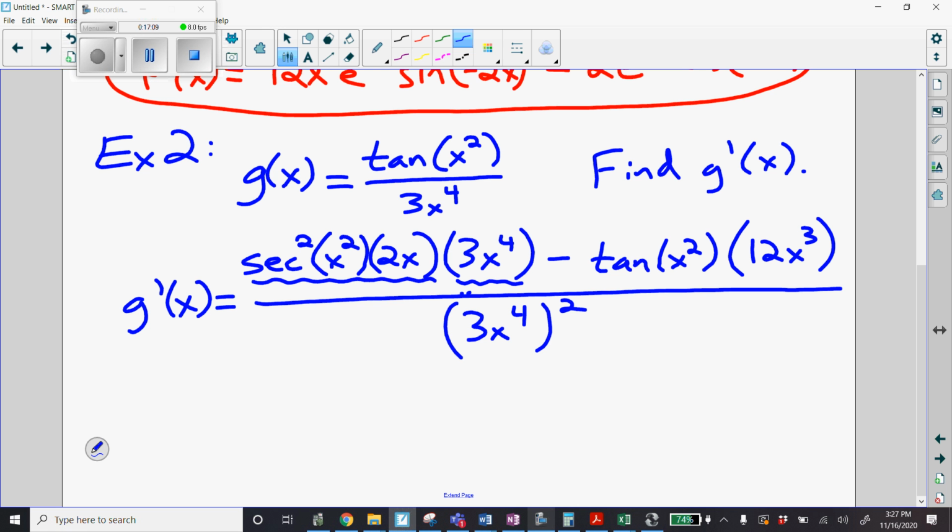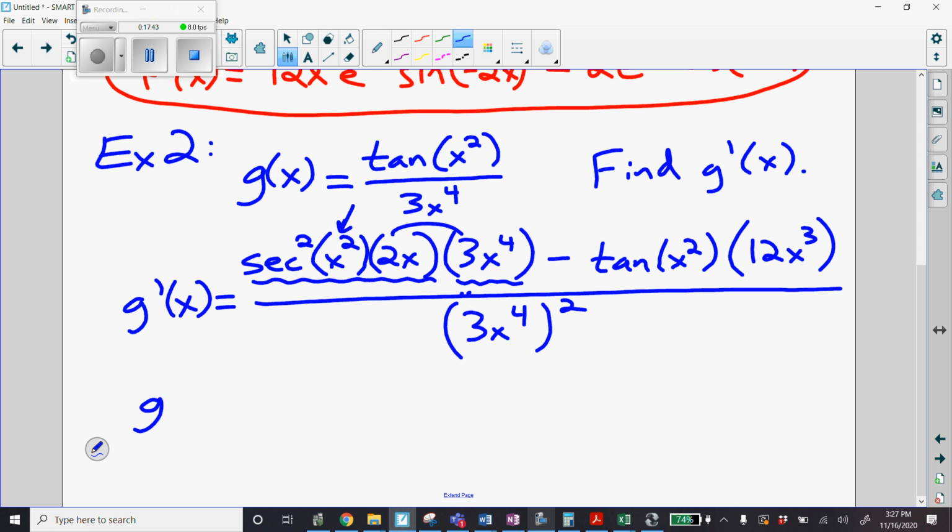Again, I only had to use the chain rule once in here because only my numerator was a composition of functions. My denominator wasn't. So the derivative of the bottom wasn't too bad. The derivative of the top, I had to remember to apply the chain rule and get that 2x in here. Okay? Again, practicing simplifying this down. Don't do anything with that x squared because it's part of secant squared. Okay, but I can combine my 2x and my 3x to the fourth.